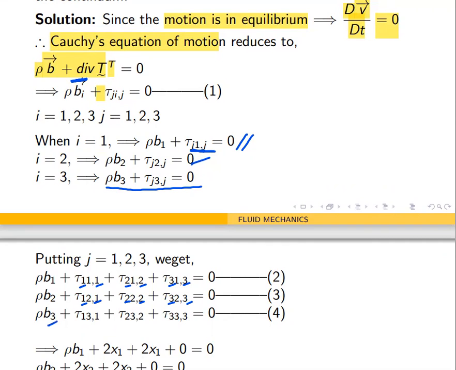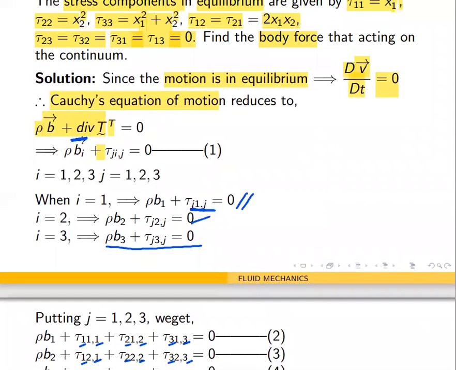So this is rho b3 for i equal to 3. So j is 1 plus j is 2, plus j is 3. Let us call that equation 4. So what have they given? They have given us tau 11, the components have been given to us, right? So what is tau 11?